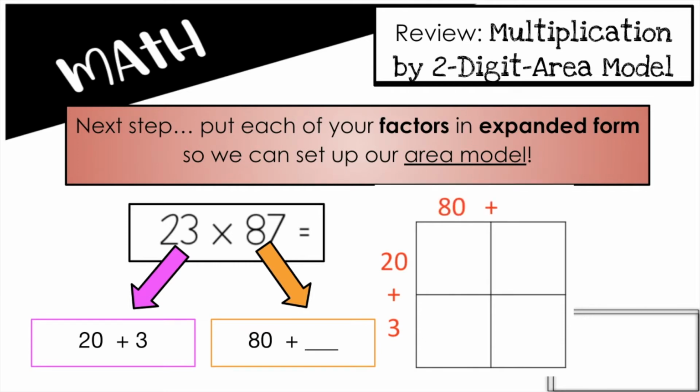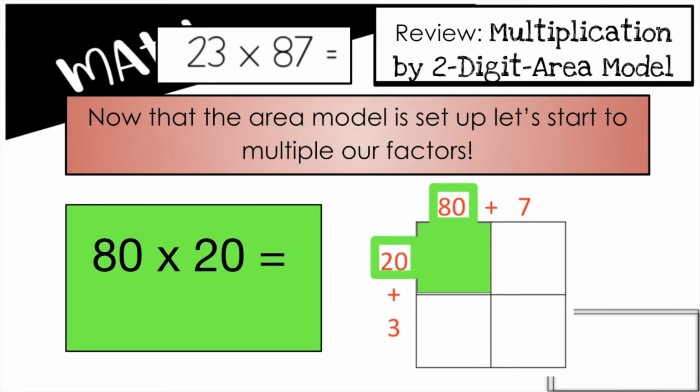All right, we got 80, and see, 80 goes up here, plus 7. So we expanded both of our factors and our model is ready to go. Now, this is where the operation comes from, and this is where our work for multiplying 2-digit numbers in our area model comes to play. This is it.